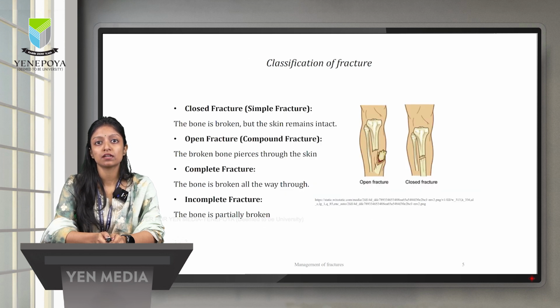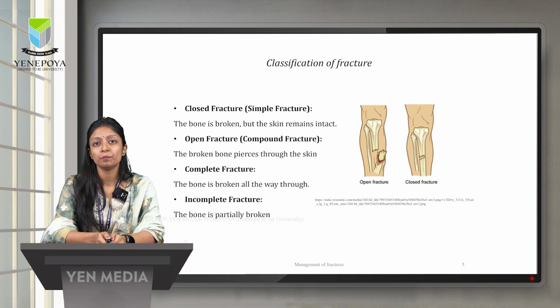Now let's see the classification of fractures. A patient might present with different types of fracture and different types of complication associated with such fractures. So, in a broad sense, we have closed fracture, also known as simple fracture. This is a type of fracture where the bone is broken but the skin still remains intact. Next, we have open fracture, which we also call compound fracture. Here, the bone breaks and pierces through the skin, making it an open wound.